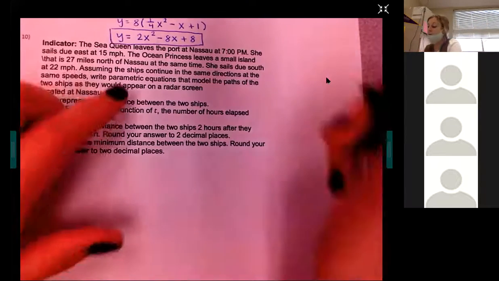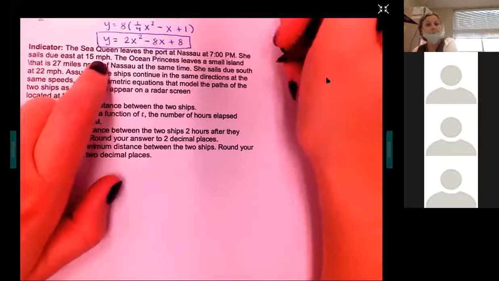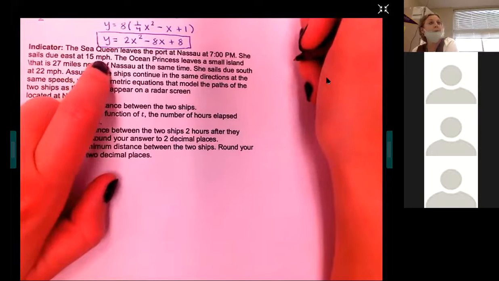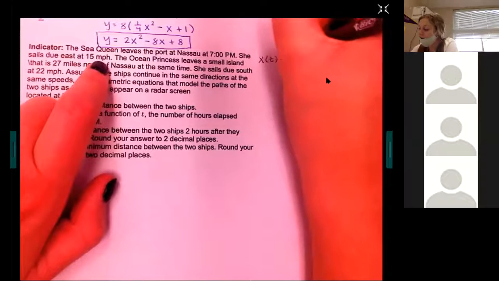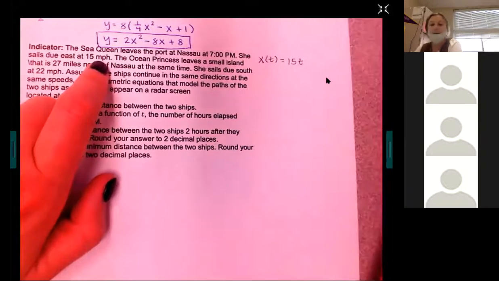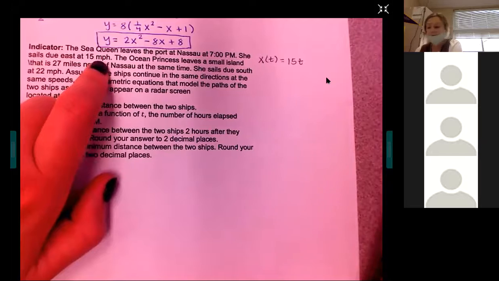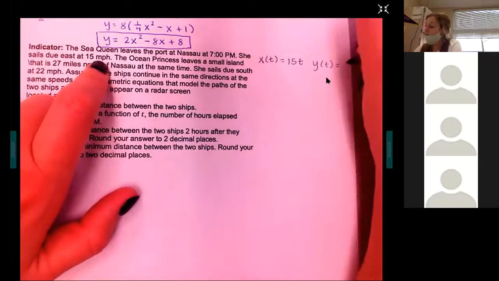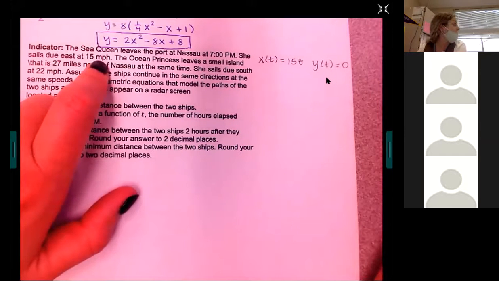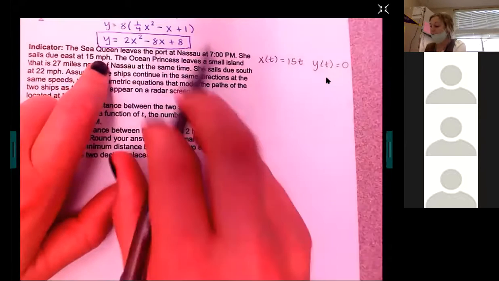Do you guys remember that the first ship left port at 15 miles per hour east? So we said X of T was 15 times the number of hours, and it's positive because it's going to the right. It's going east. Correct? What was the vertical position of this one? 0, because it wasn't going up or down any. It was just going right. Correct?